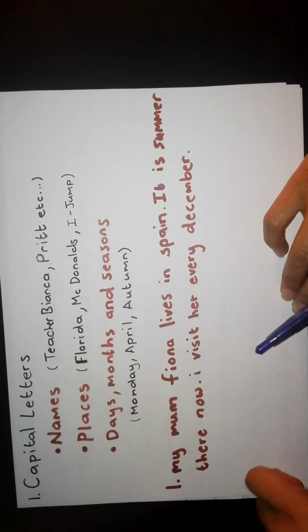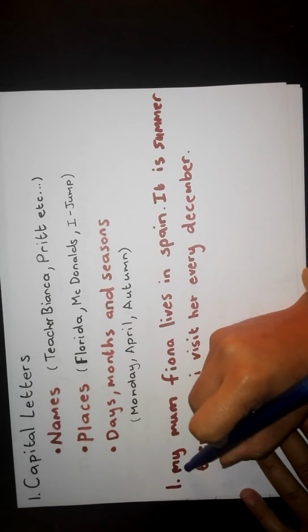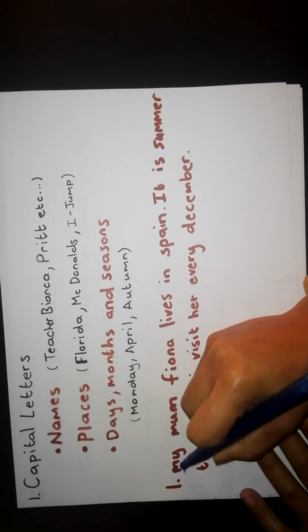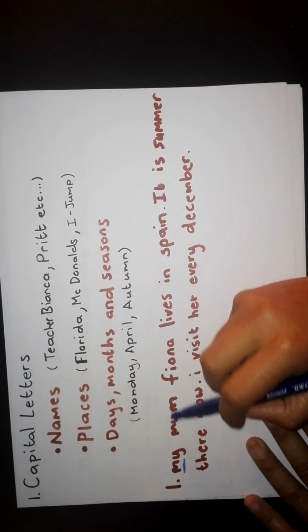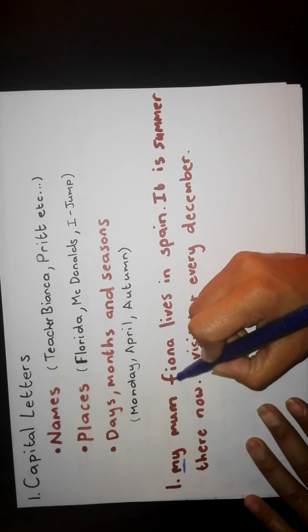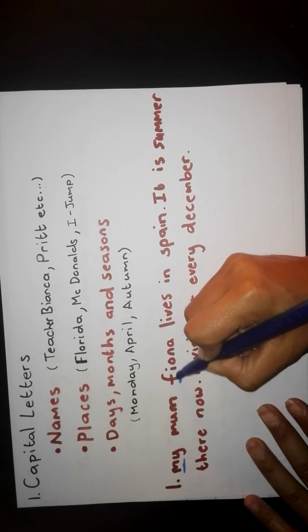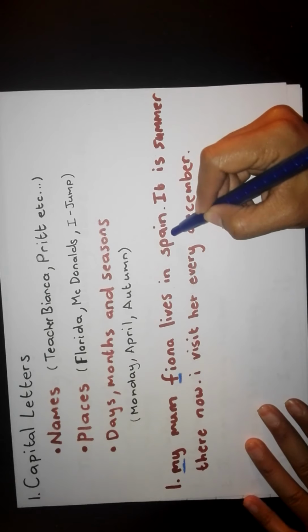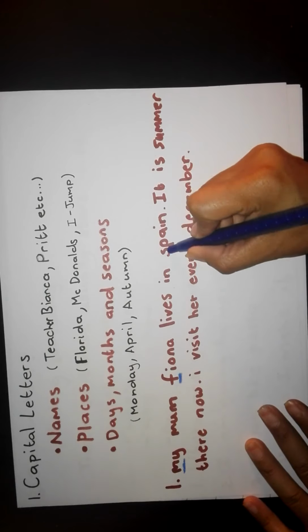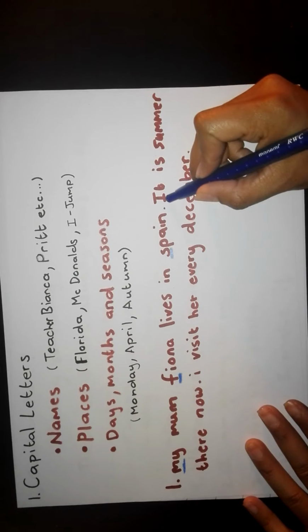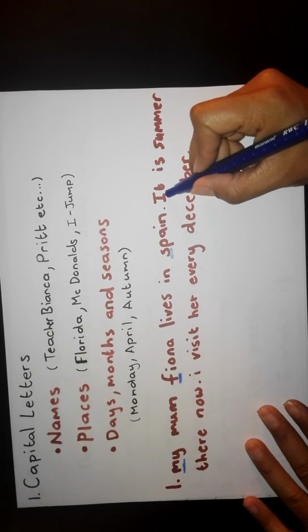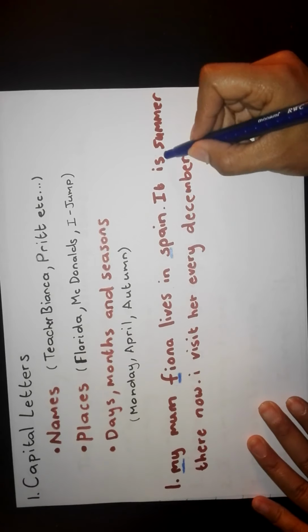Okay, so the capital letters here would be, you'd have to put a capital letter there, because it's the start of a sentence. You always put a capital letter at the start of a sentence. Okay, my mom Fiona is her name, so that should be a capital letter. Lives in Spain. Spain is a country, so that should be a capital letter as well, and then it's a full stop. Can you see I did put the capital letter there already because it's the start of a new sentence.